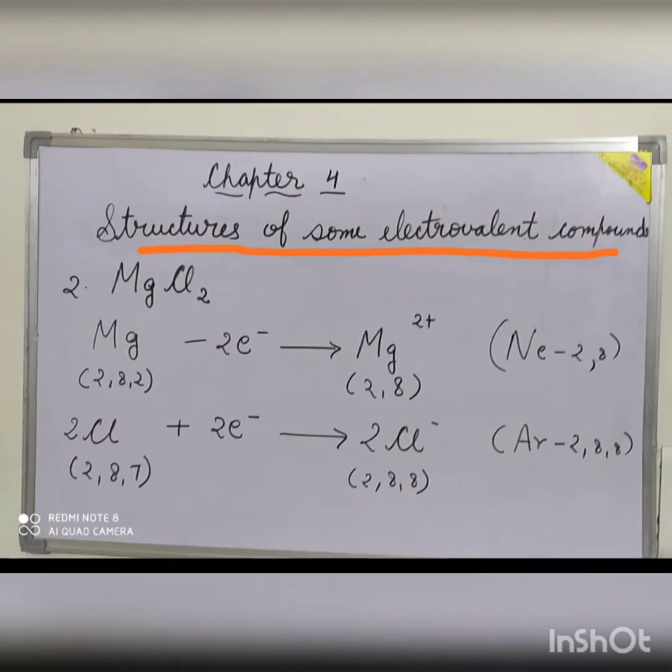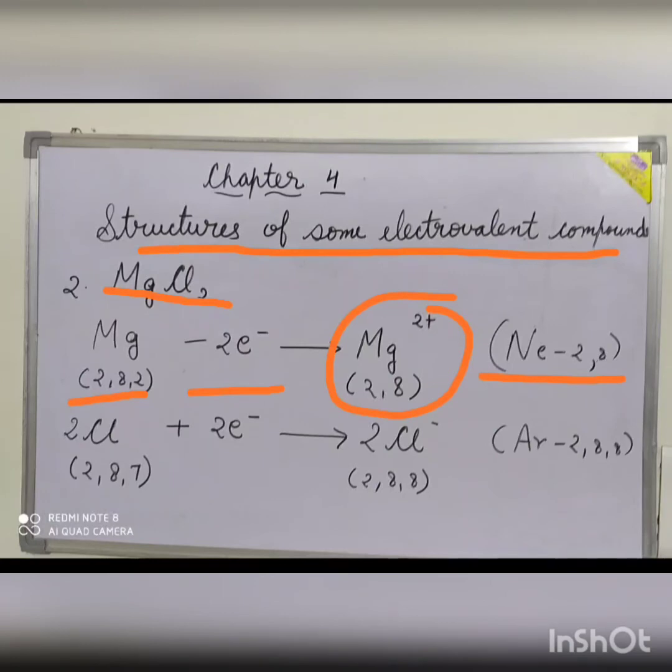We will discuss the structure of electrovalent compound magnesium chloride. Magnesium electronic configuration is 2,8,2. That is, it has 2 extra electrons in its outermost shell. If it loses these 2 electrons, it will attain the stable electronic configuration of neon. So it loses 2 electrons and forms magnesium ion Mg2+ and gets the electronic configuration of 2,8.